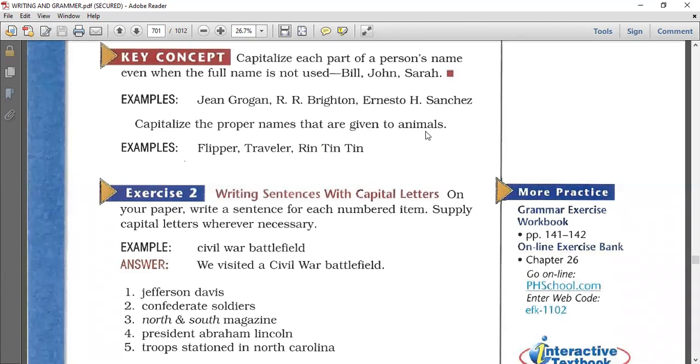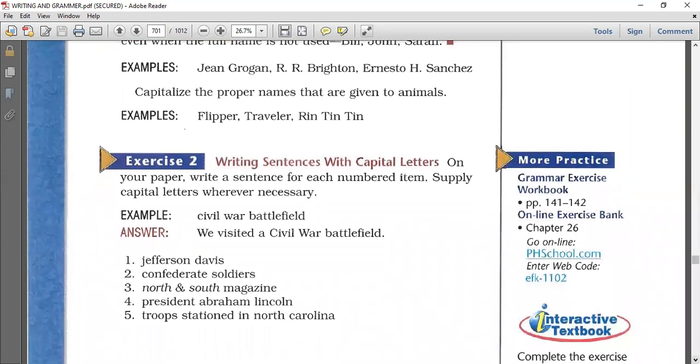Capitalize the proper names that are given to animals. If I have a cat called Pussy or a dog called Puppy or Rex or something like that, their names should be capitalized, the first letter. Flipper, Traveler, Rin Tin Tin, and so on. So proper names or proper nouns must be capitalized.